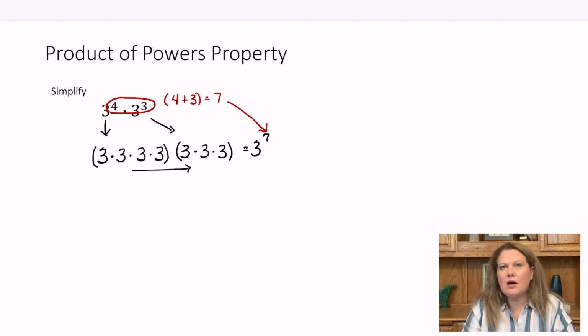The product of powers property says if I have the same bases in my powers, all I have to do is simply add my exponents together. And we can verify that by actually looking at our expanded form for proof. Let's try another one.